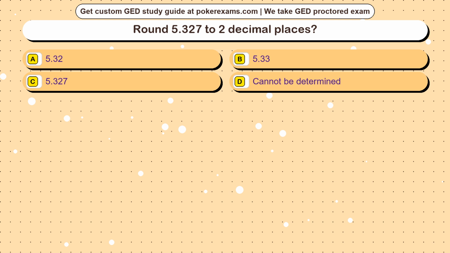Question 23. Round 5.327 to 2 decimal places. Option A, 5.32. Option B, 5.33. Option C, 5.327. Option D, cannot be determined.